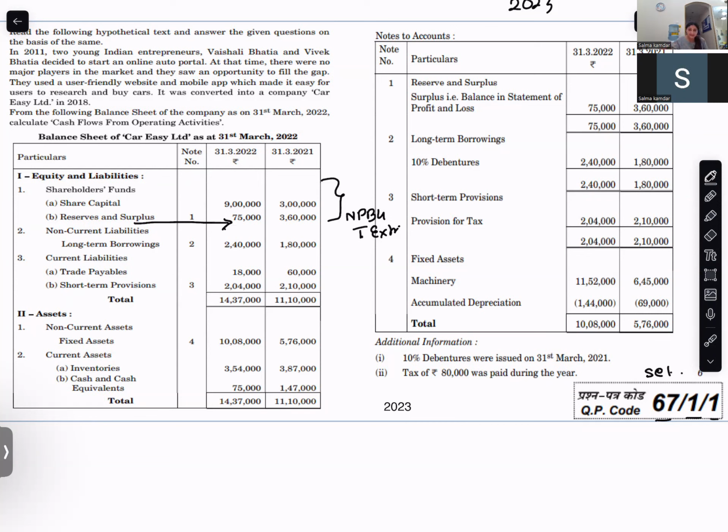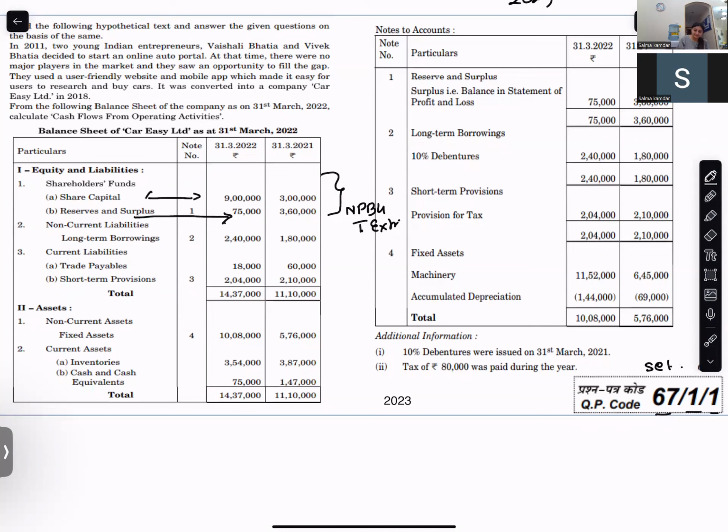Okay, fine. Then I am going to share capital. Can you tell me where the share capital will go? Which activities? It is financing activities. Long-term borrowings, which activity? Long-term borrowings will be financing activities. Provisions. Whenever you have provisions, what will you do? Where will you go and check?